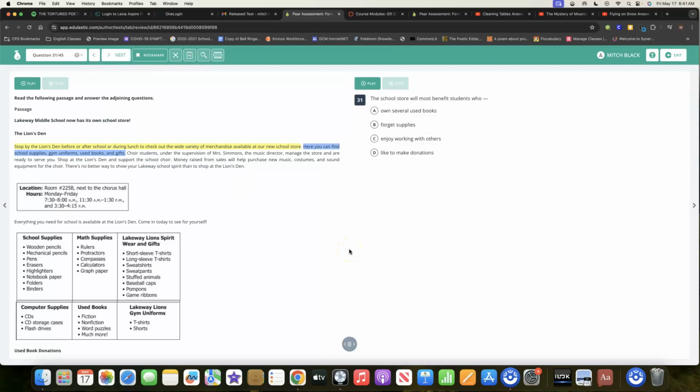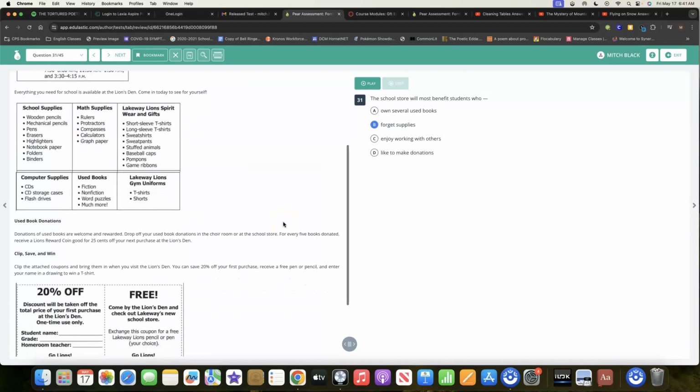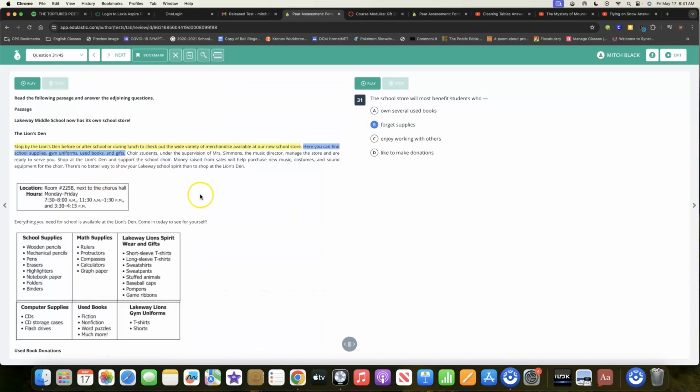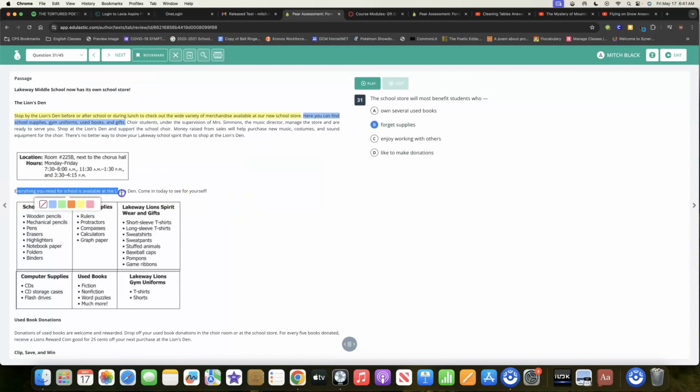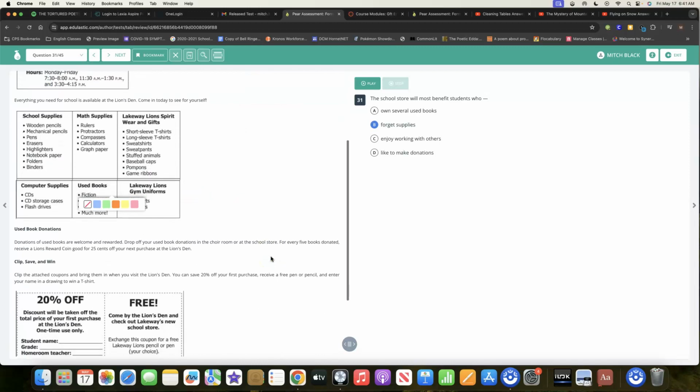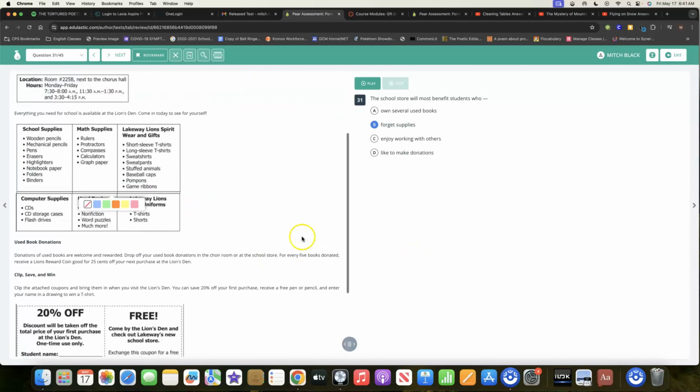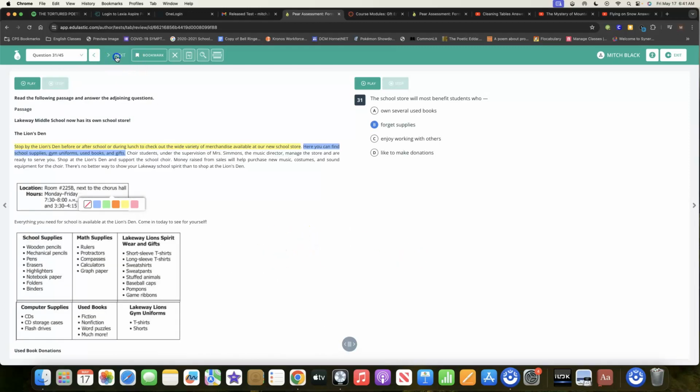The school will most benefit students. I mean, this should be self-explanatory too, I thought, because again, these functional texts are made for students who have forgotten their supplies. Everything you need for school is available at the Lions Den. Come in today to see for yourself. So it's just stuff that students might need. All right, that is the reason that it is the most beneficial for students, which then states a fact about the information in the flyer.